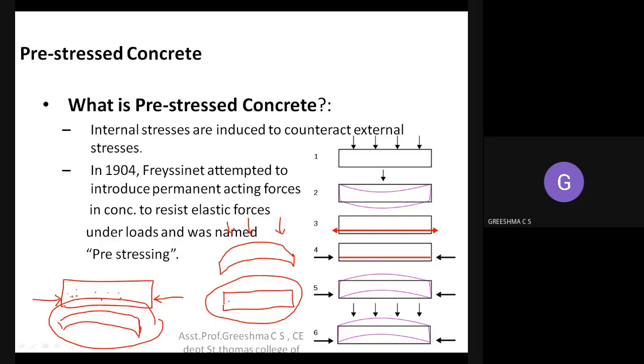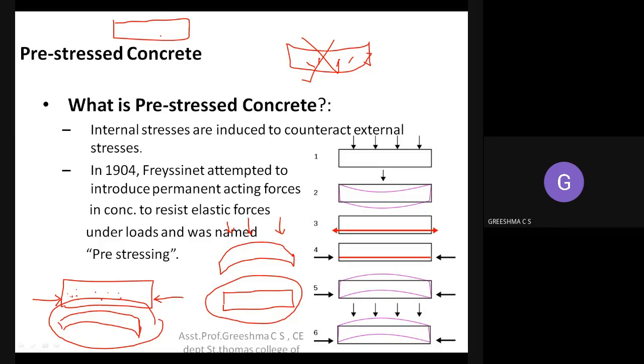How is the failure occurring? Failure will occur when there is a downward deflection. When the beam is deflecting in a downward direction, the crack will occur and failure occurs. So this is how failure is occurring. Suppose the beam is like this during the service time, if the beam is in this position, will it fail? It won't fail. That is the advantage of pre-stressed concrete.